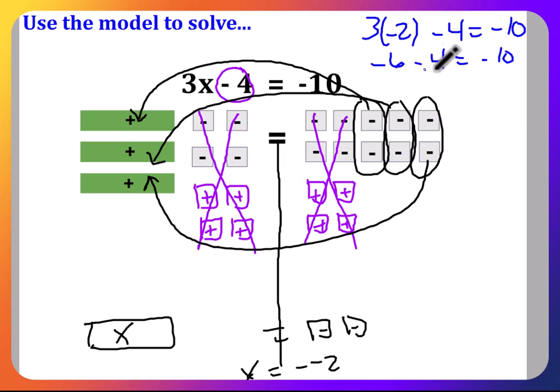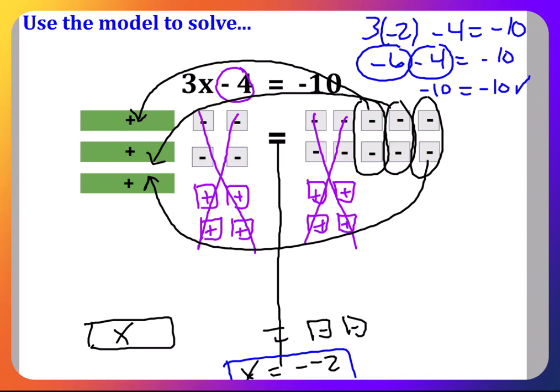Now we're going to combine the negative 6 and the negative 4. The signs are the same, so add them up and keep the same sign. Does a negative 10 equal negative 10? Yes, it does. We solved it correctly. So x equals a negative 2 was our answer.